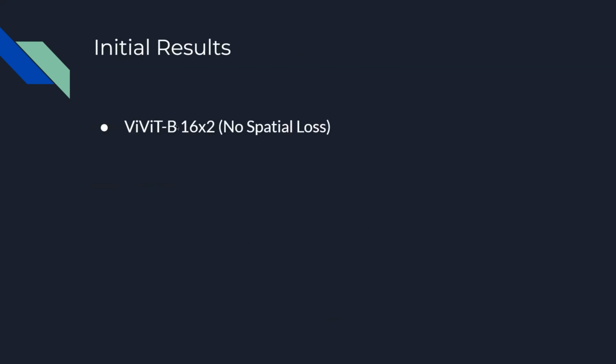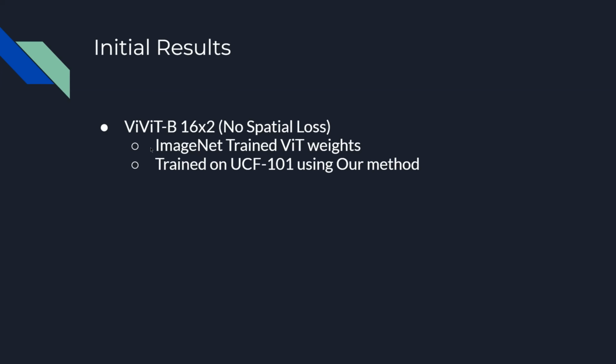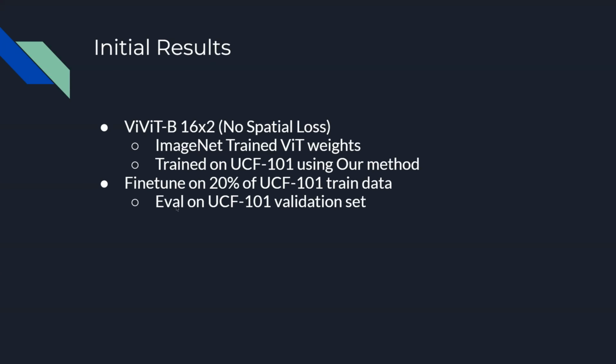So for initial results on Vivid, which is what we've implemented so far, this is the spatial loss that we mentioned before on the ImageNet trained ViT weights. We trained on UCF 101 and our MFID, fine-tuned on 20% of the UCF 101 training data. And so the accuracy was not great. It was 60%, but there's still some more fine-tuning that we could do to bump up that number.